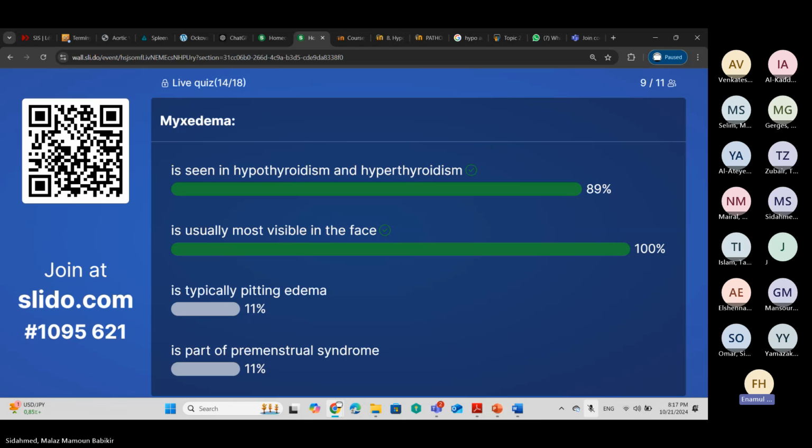As for premenstrual syndrome, more commonly known as PMS, myxedema is not part of PMS, but instead edema of, for example, the breast is, and that is because of hyperemia that comes from changes in the female hormones. But myxedema is not related to premenstrual syndrome. If this is clear, I think we can go to the next question.